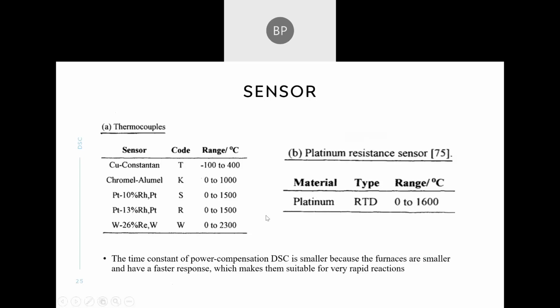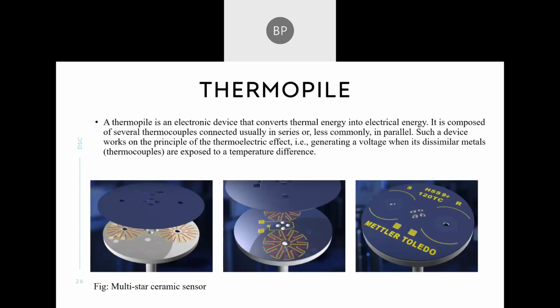Recollecting one point from power compensation DSC, its time constant is small because the furnaces are smaller and have a faster response, which makes them suitable for very rapid reactions. One advantage of the platinum resistance sensor is that, because of its low time constant, it gives rapid results, very instant values compared to thermocouples. But comparing the sensitivity, both have a low value. So how do we solve this problem? We can solve it with the help of a thermopile.